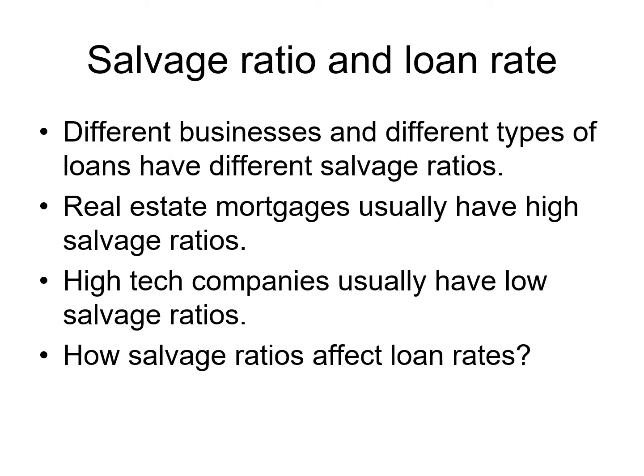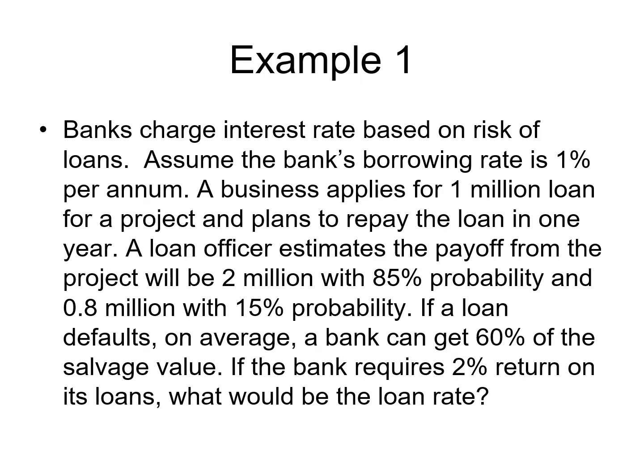The first type of risk factor we are going to discuss is the salvage ratio. Different businesses and different types of loans have different salvage ratios. Real estate mortgages usually have high salvage ratios. High-tech companies usually have low salvage ratios. How do salvage ratios affect loan rates? We can work on an example to determine how salvage ratios affect loan rates.